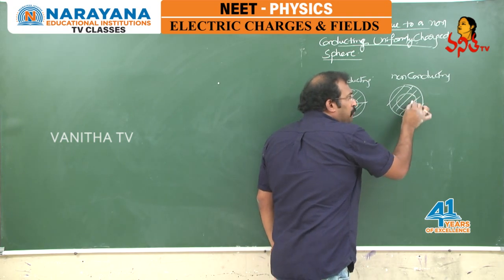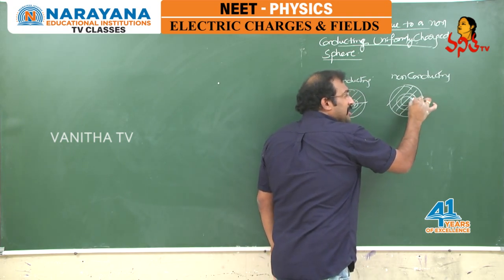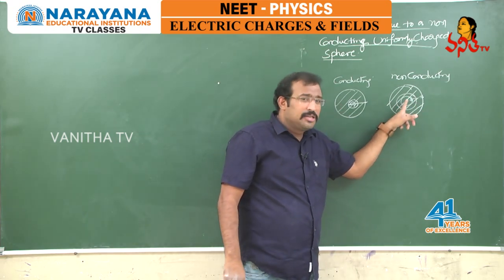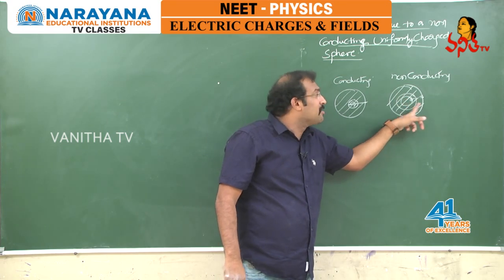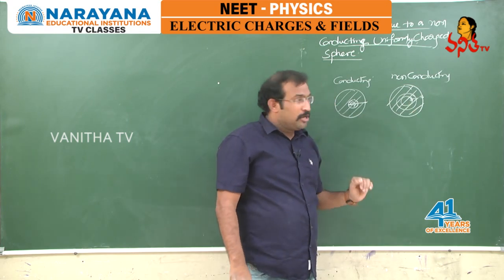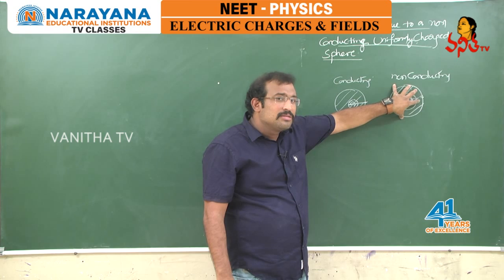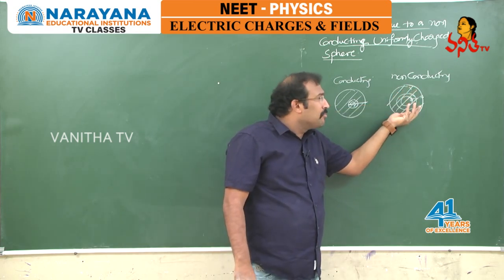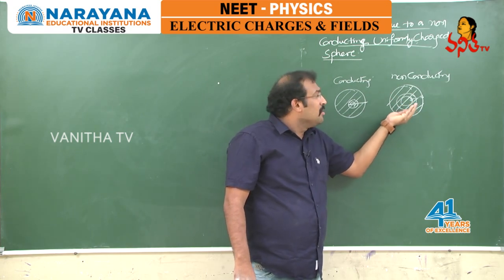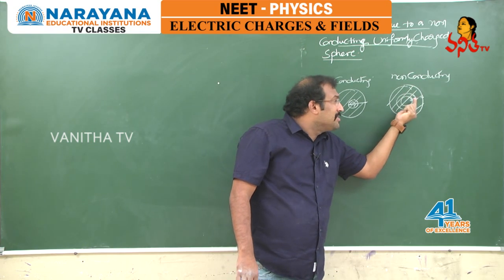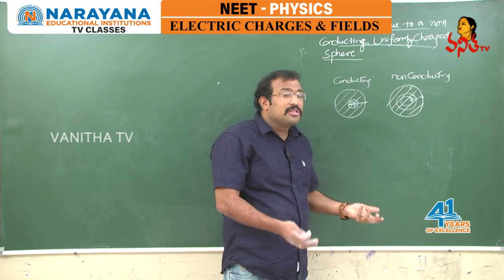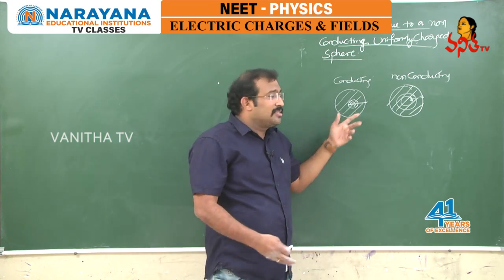Suppose up to this layer, I fill the charge. There is no possibility for this excess charge placed upon each and every layer of the non-conducting sphere to come out of the surface or to move from that point, because non-conducting materials have very few free electrons. That is why there is no possibility for this excess charge to move from one point to another. If there are more free electrons, these free electrons move the excess charge.